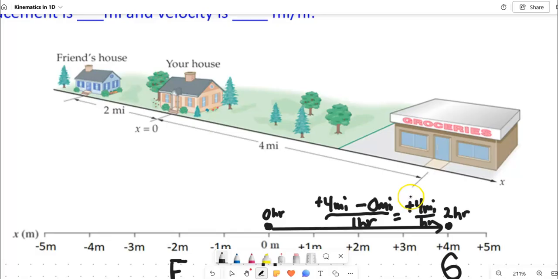So this is going to be positive 4 miles per 1 hour. And then they said you went on a return trip. So here, you're now at the 2 hour mark, and you end up back at your home.